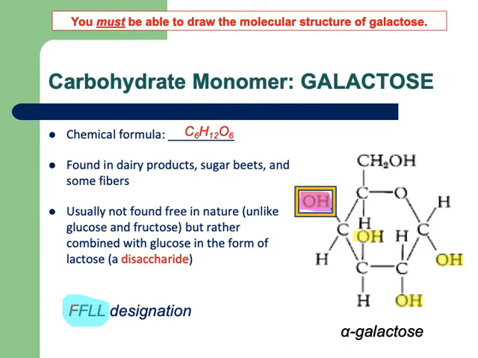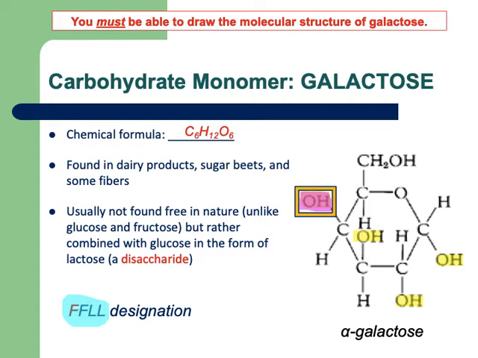Now let's move on to discussing our second carbohydrate monomer. This is galactose. So the chemical formula is exactly the same as glucose. C6H12O6. It's just that the chemical structure is different, as you can see in the picture. This is very important. So the chemical formula is the same as glucose. The chemical structure is different.